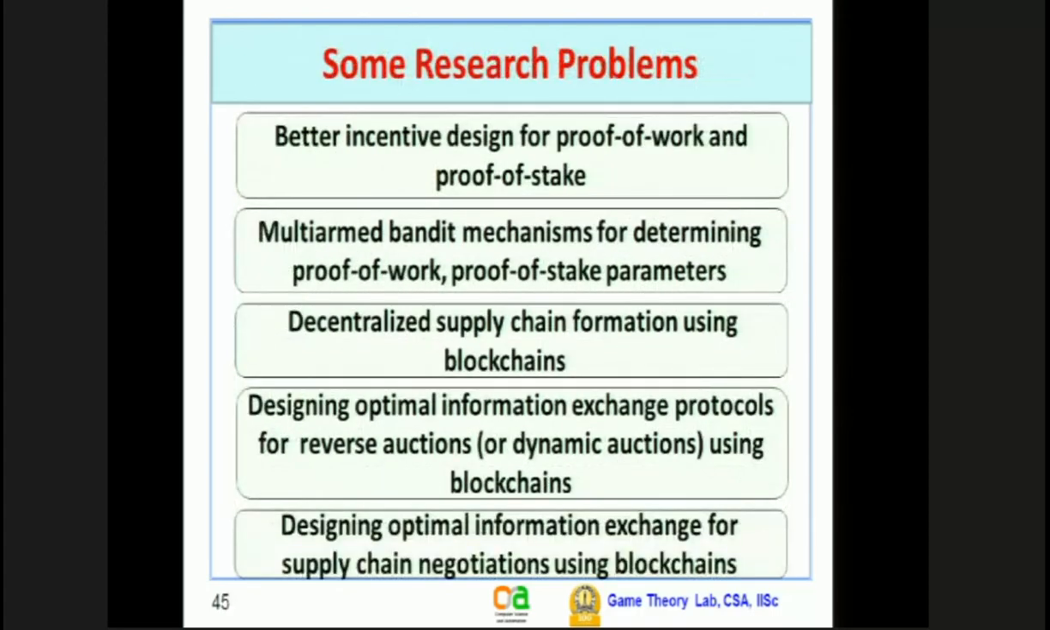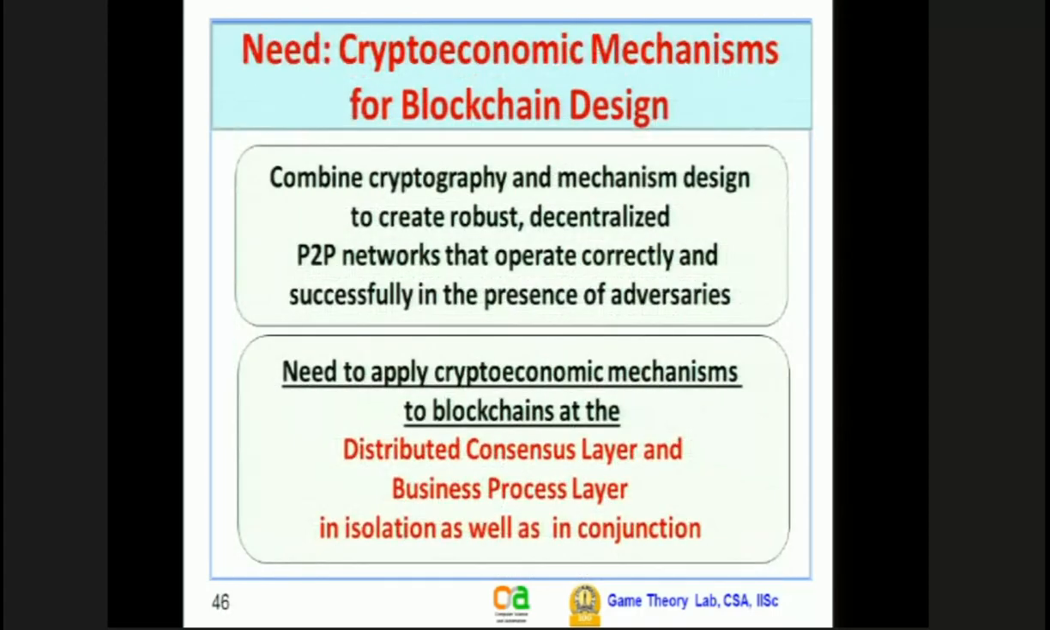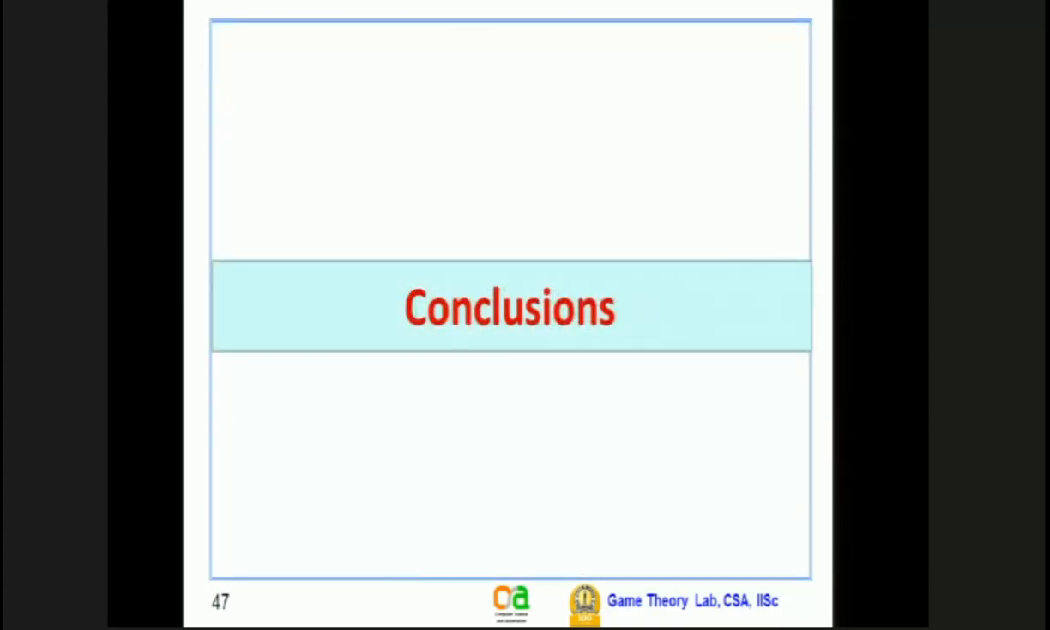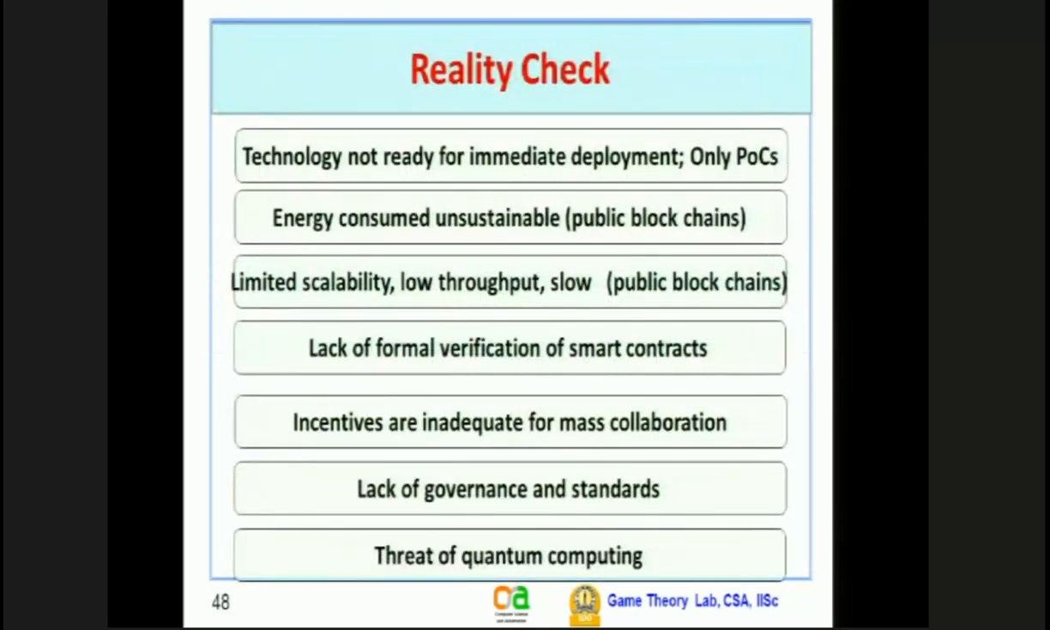Okay, so let me skip this slide also and come to the conclusions. I'll take just 5 more minutes. So the reality check is the following. Question: is the blockchain technology ready for immediate deployment? The immediate answer is definitely not.